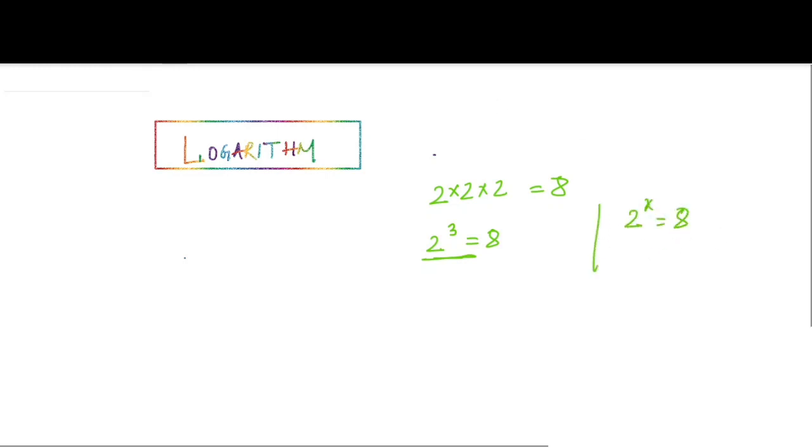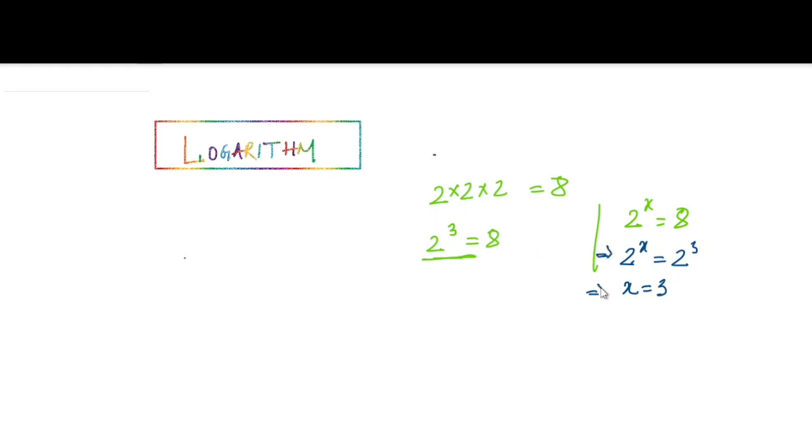Actually, the logarithm comes from the difficulty we have with indices. Suppose we have 2 into 2 into 2, that is equal to 8. So 2 to the power 3 equals 8, we all know about it, right? Now if I ask you that 2 to the power x equals 8, what is the value of x? Somebody can answer that 2 to the power x equals 2 to the power 3, so by comparing, x equals 3, isn't it?